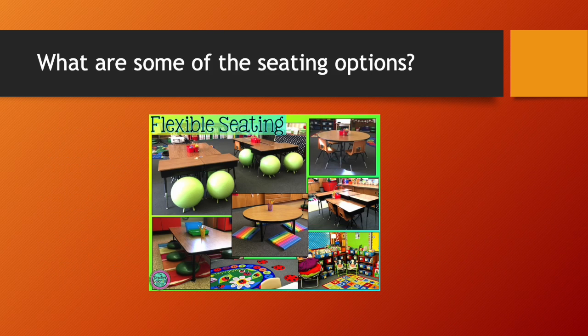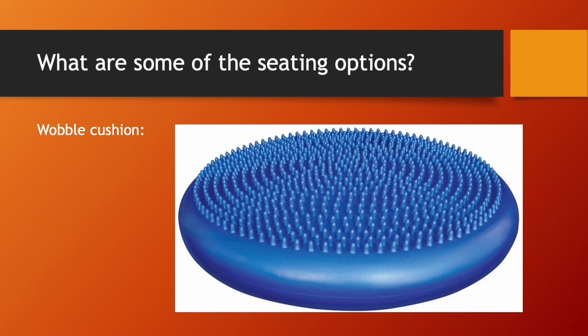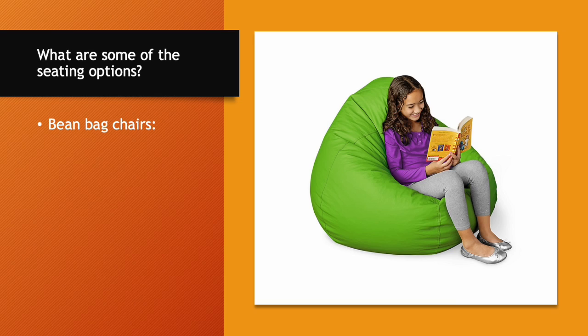What are some of the seating options that you can use with flexible classroom seating? One would be a wobble cushion. It's an easy way to give the student just a little bit of wiggle that they might need, and this is a way to start small with flexible seating. You can simply add some of these cushions to the chairs that you already have.